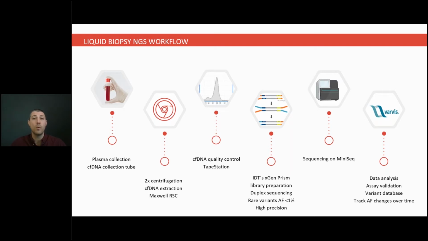We are a small lab, we don't have a bioinformatic unit. We send the data to Varvis. They take care of the analysis and also support us with assay validation. All our analyses are stored in an online database. And we are also able to track changes in the allele frequency over time. This, of course, is also very important, as we want to monitor what happens.